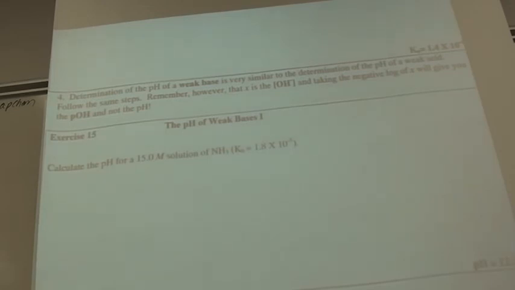Calculate the pH for a 15 molar solution of NH3. Kb is equal to 1.8 times 10 to the negative 5th. What's the first thing you should do?